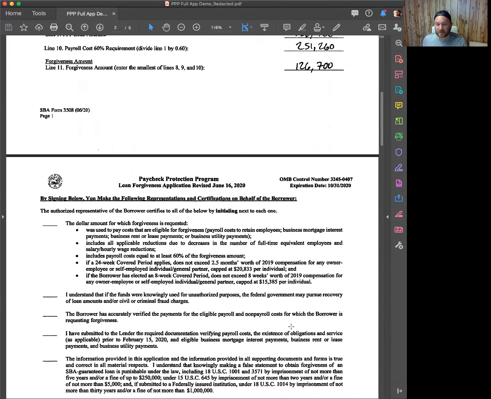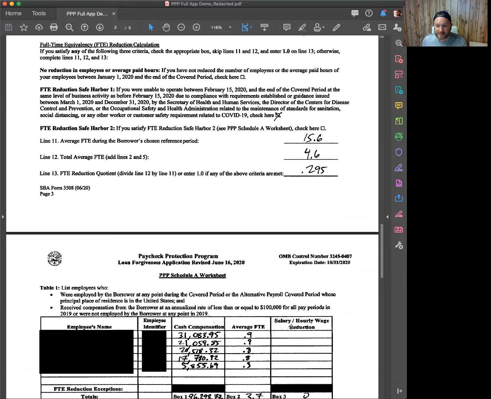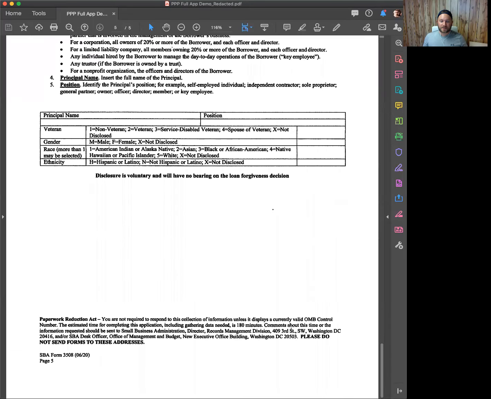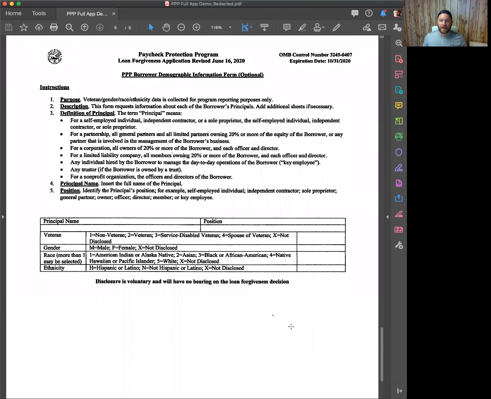Instead, like I promised, we're going to go to the end because, as I said, it's easiest to fill this out backwards to forward. Starting with page 5, okay? Page 5 is demographic information about yourself as the borrower.